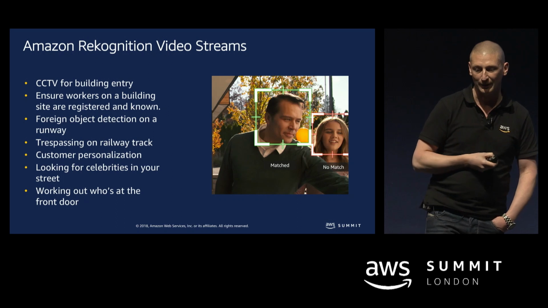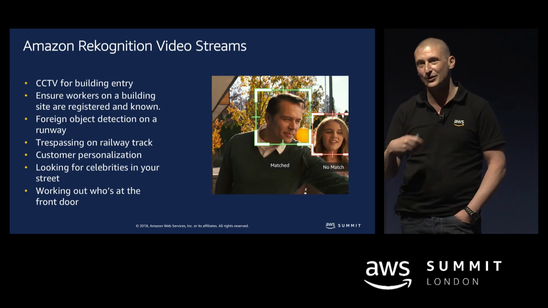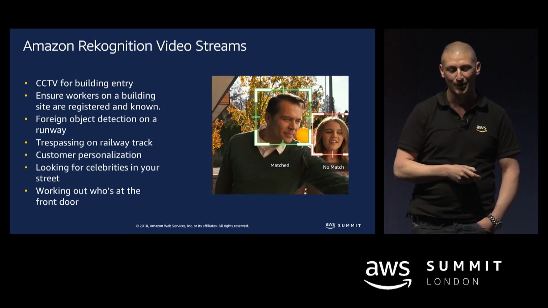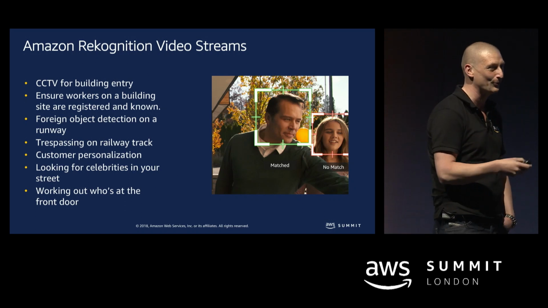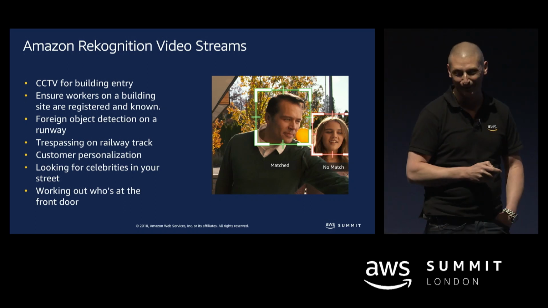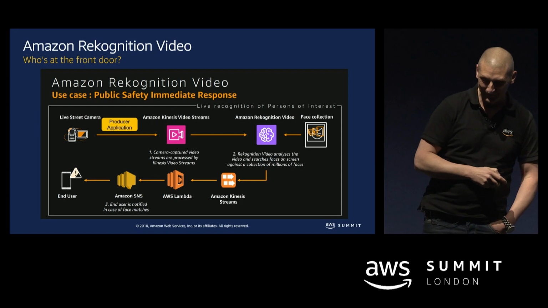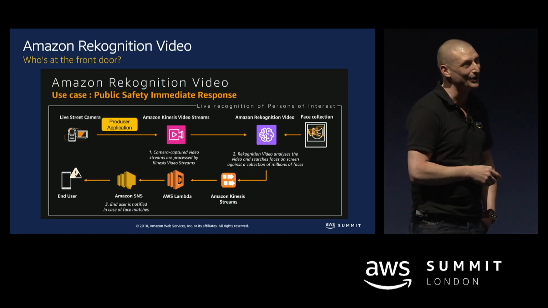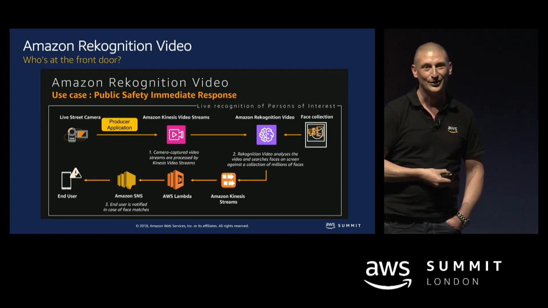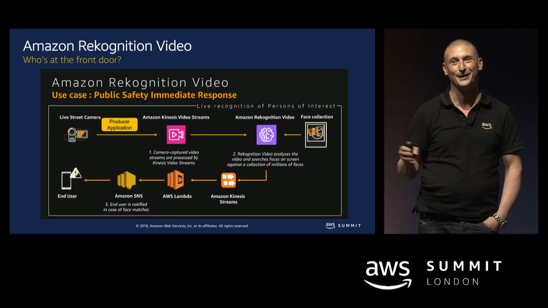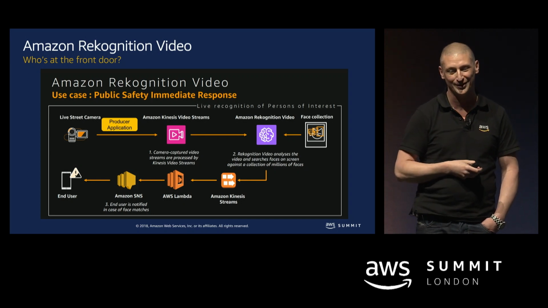We've touched on looking for celebrities, and there's lots of interesting use cases now about working out who's at the front door and do you actually want to go and answer the front door now. So if you were to take the scenario of who's at the front door, you're starting to see a common pattern emerge in terms of all of these use cases.